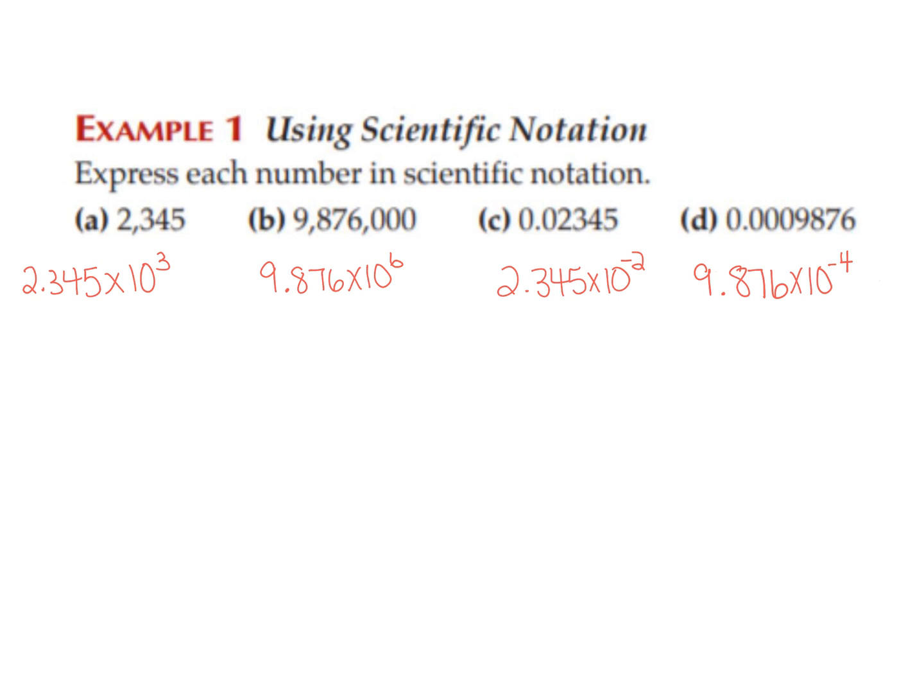All right, check your answers, make sure that you've got them correct. One thing that I will point out is notice that when you have large numbers, so these right here are considered large numbers, your exponent is always going to be positive. And then when you have small numbers, so these are all less than 1, your exponent is negative.